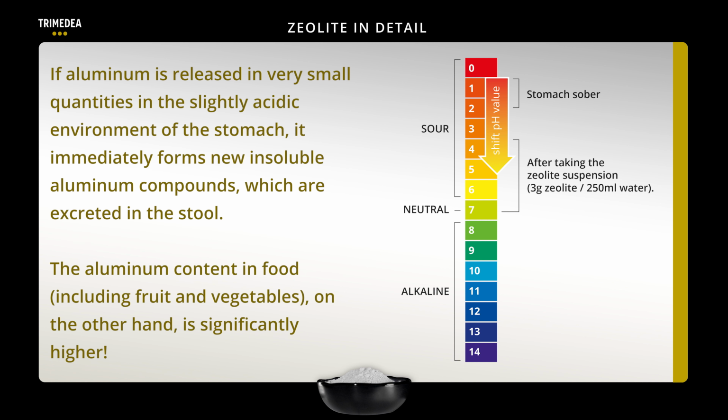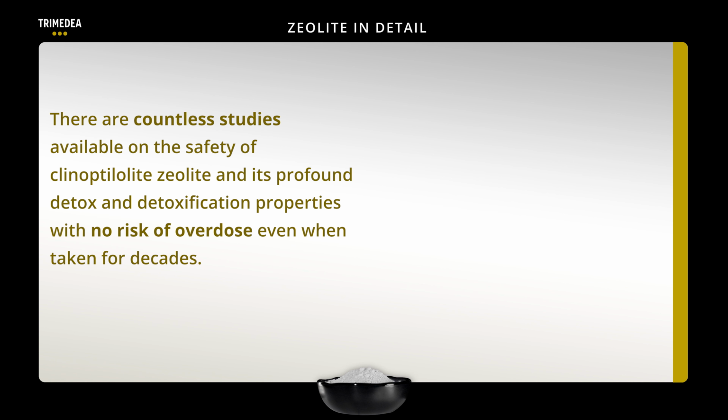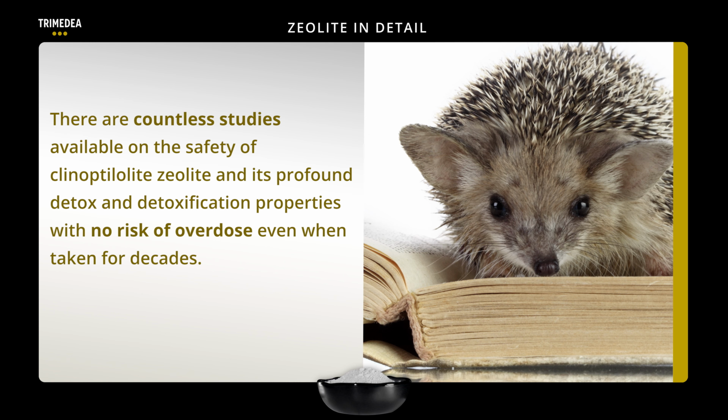If aluminum is released in small quantities in the slightly acidic environment of the stomach, it immediately forms new, insoluble aluminum compounds which are excreted in the stool. The aluminum content in food, including fruit and vegetables, on the other hand, is much higher. There are countless studies that show how harmless clinoptilolite zeolite is and highlight its profound detox and detoxification properties without the danger of overdoses, even when taken over decades.